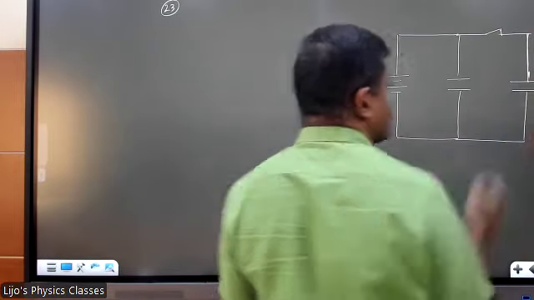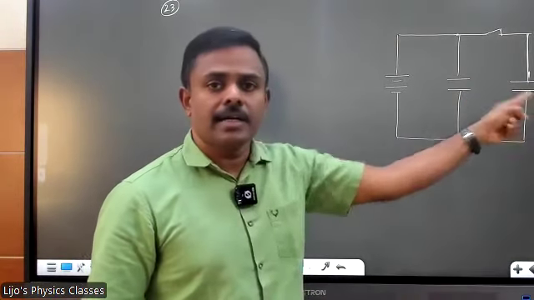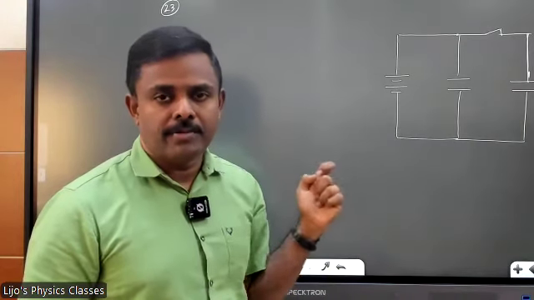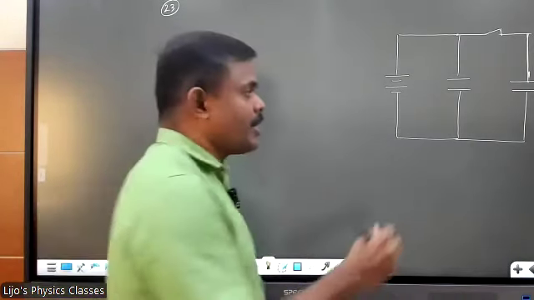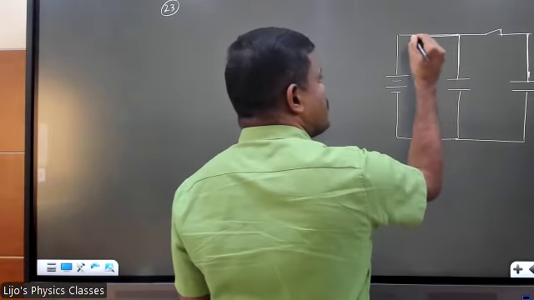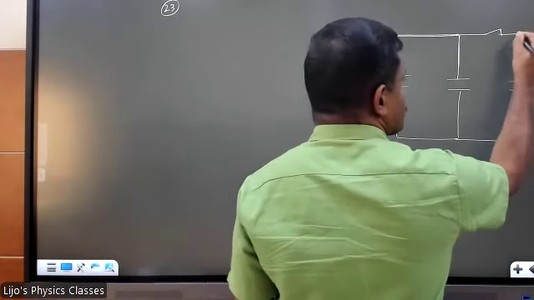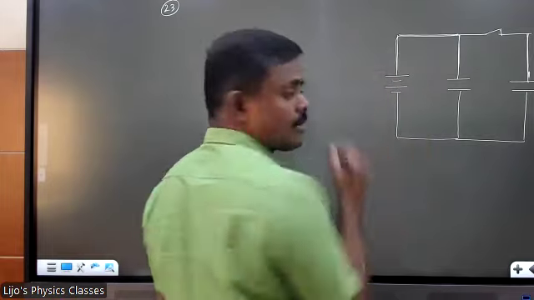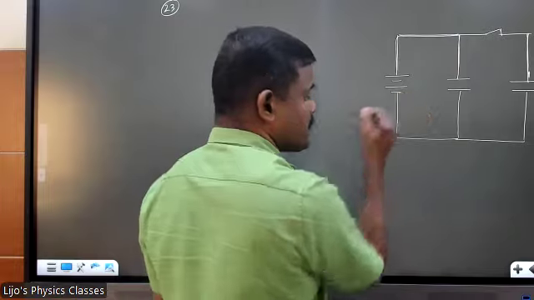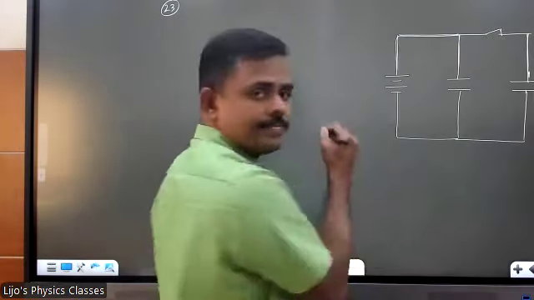Switch is closed means what? Both these capacitors are connected to the cell. They are in parallel combination. Why are they in parallel combination? Because the top plate of this capacitor is connected to the positive of the cell. Top plate of this capacitor is also connected to the positive of the cell. Look at the bottom plates. Bottom plate is connected to the negative terminal of the cell.